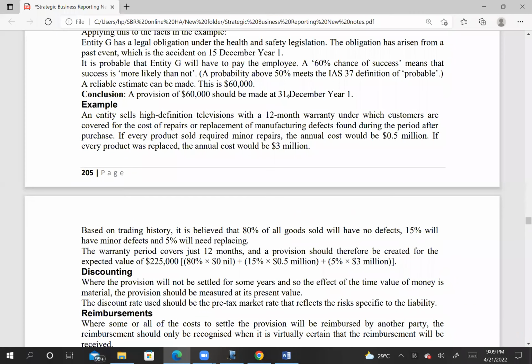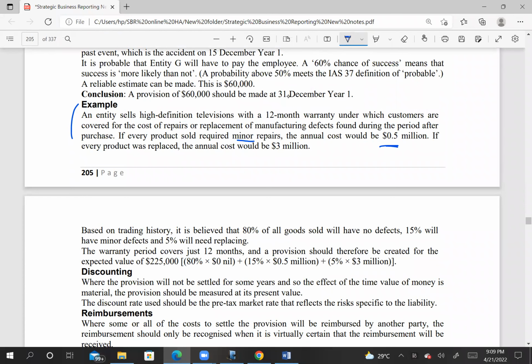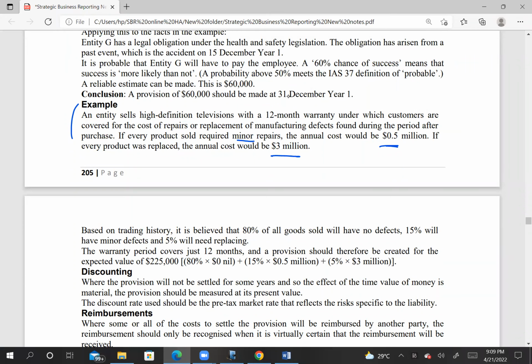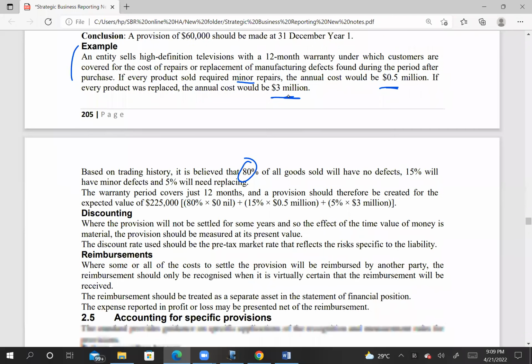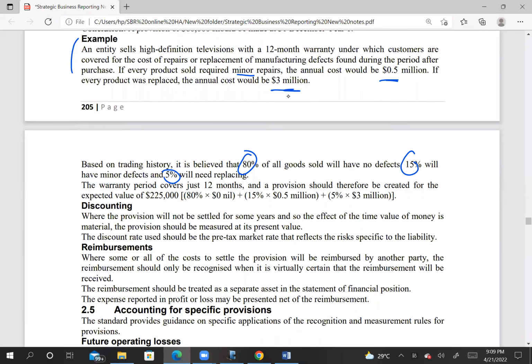This is the example of warranty which I have already given you. A company gives a 12-month warranty to a customer for any manufacturing defect. If they require minor repairs, there will be 0.5 million cost. If there is a major defect, the cost will be 3 million. 80% of goods will be defect free, 15% will have a minor and 5% will have a major defect. So 15% into 0.5 and 5% into 3, 0.225 million provision will be recognized.